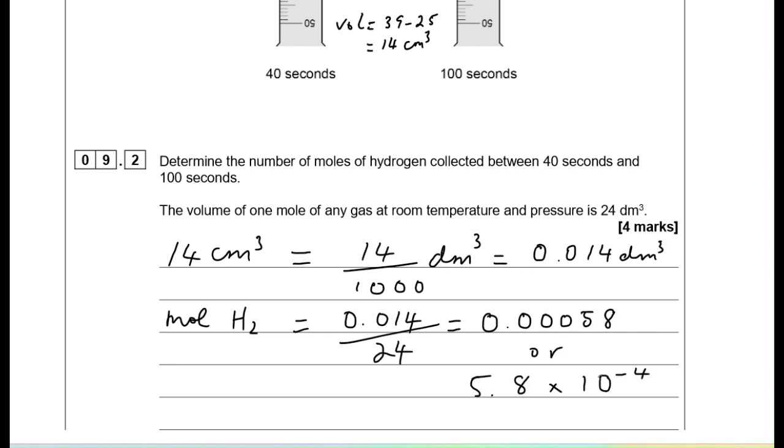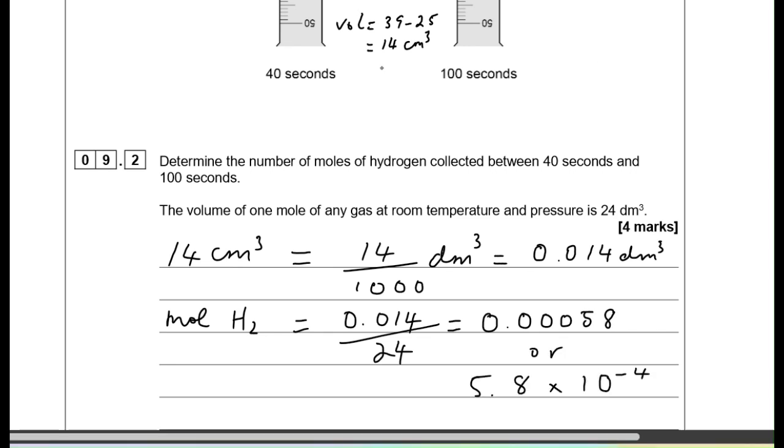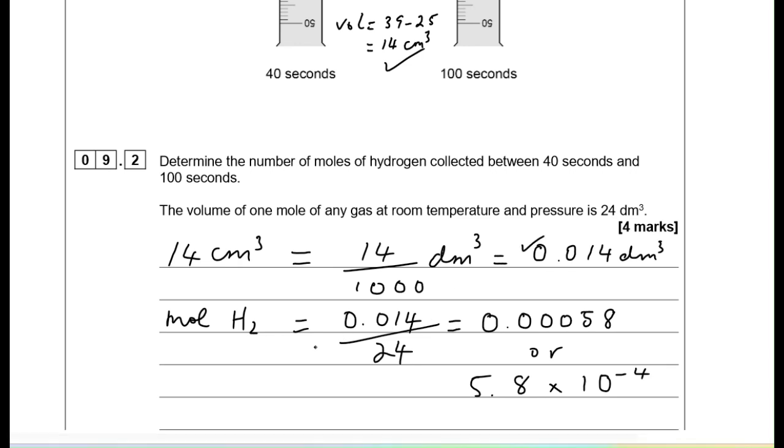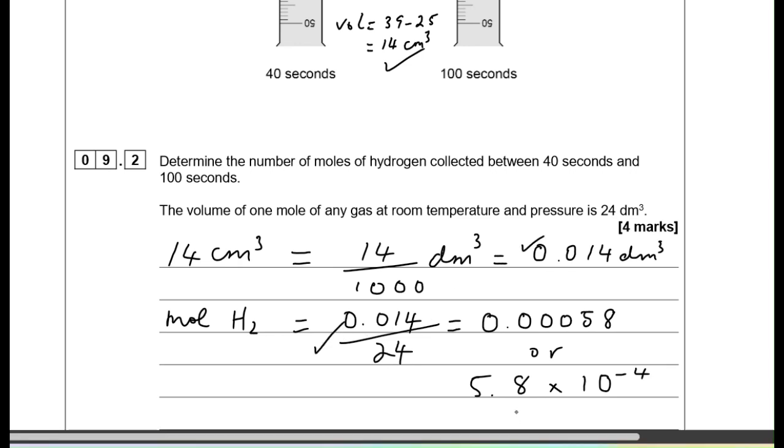Let's look at mark allocation. We're going to get 1 mark for working out the volume of gas produced. We're going to get another mark for converting it to decimetres cubed. Third mark is for the fraction of 0.014 divided by 24, and 1 mark for the final answer, 4 marks.